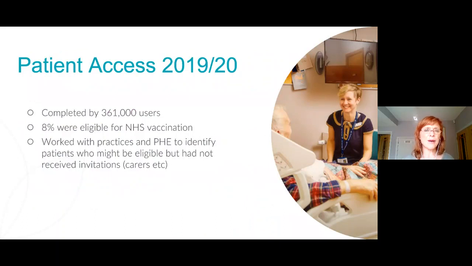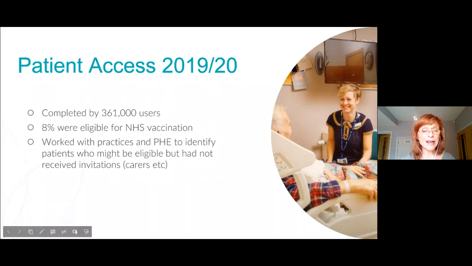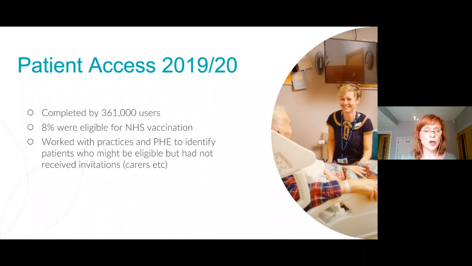Last year it was used by about 361,000 users. Now, of those, only 8% were definitely eligible for vaccination. I think the really important point to point out here is that the vast majority of those patients were patients who were wondering whether they were eligible, and they therefore might well have contacted their practice if they hadn't had the flu eligibility checker, and the majority of the patients who were not eligible were directed not to contact their practices.